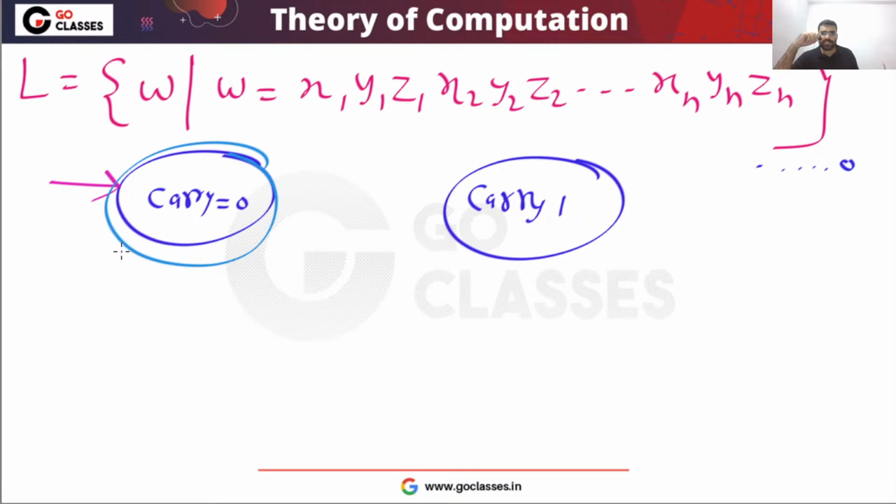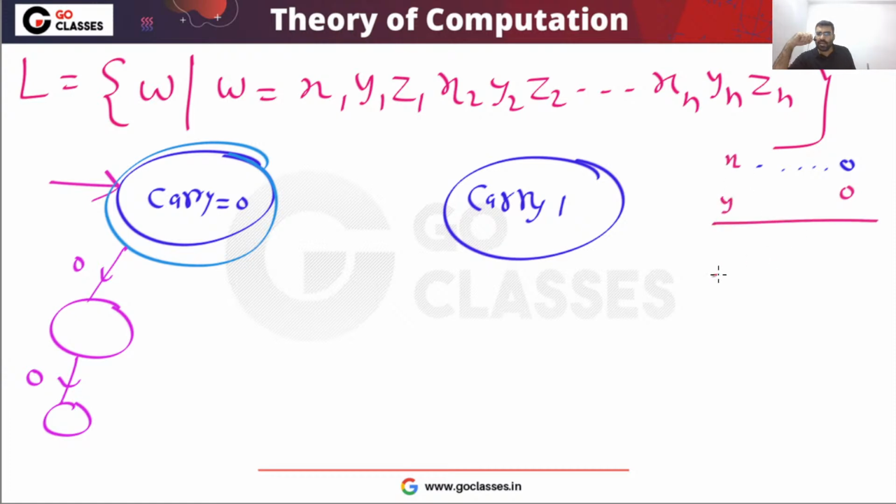Now if the first symbol is 0, then what should happen? Then I will see the next symbol. If the next symbol is also 0, then the carry will be 0, yes or no? If the first symbol is 0 and the next symbol is 0, then the next symbol must be what? Tell me. This is your x, this is your y.